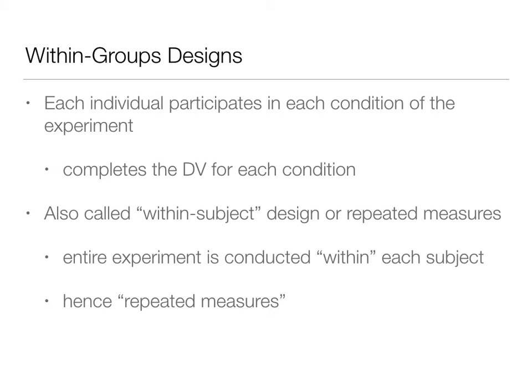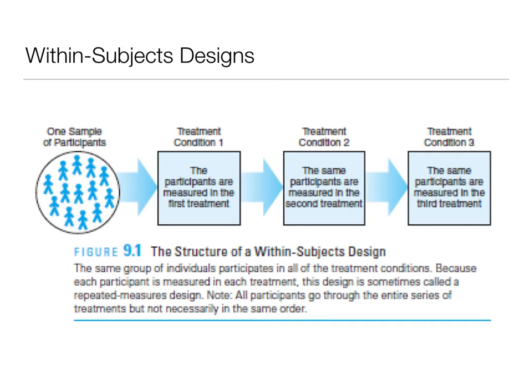We repeatedly measured them. A graphic of what that looks like is we take that sample of participants and they go through treatment condition 1. The same people go through treatment condition 2, and they go through treatment condition 3. They go through all 3 of these. So we'll end up with 3 scores for each one of these people, and we'll still compare treatment group 1 to treatment group 2 to treatment group 3. We'll still compare those 3 groups, but we'll have the same people in every single condition.